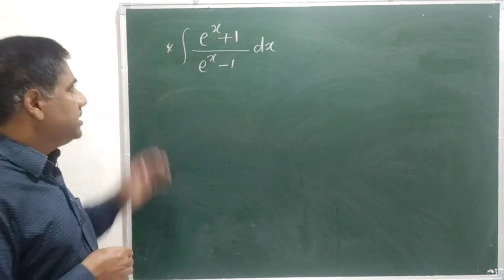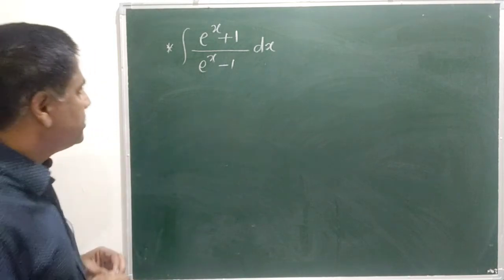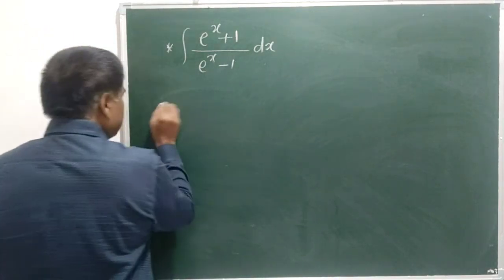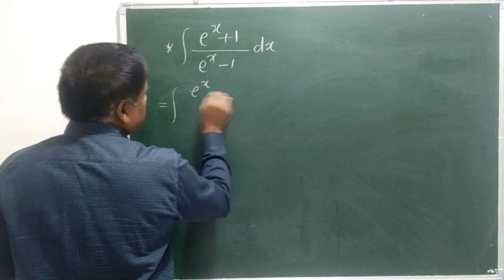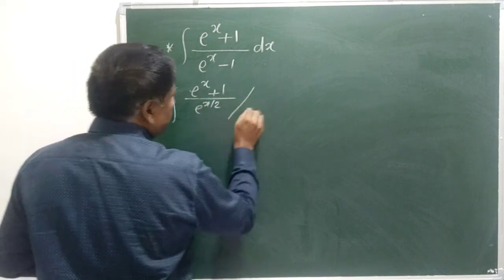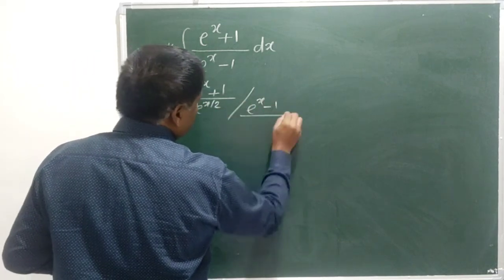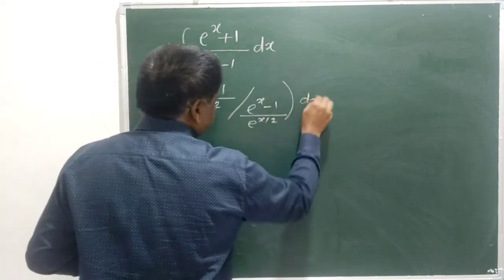To simplify this function, let us divide by e^(x/2) to the numerator as well as the denominator. Therefore, our problem becomes integral of ((e^x + 1)/e^(x/2)) divided by ((e^x - 1)/e^(x/2)) dx.